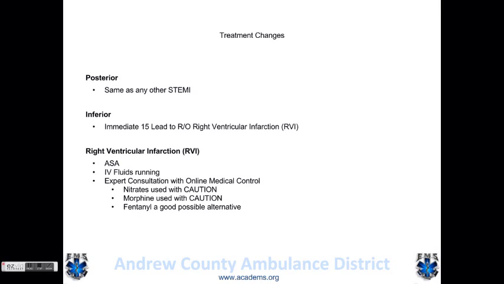Treatment for the right ventricular infarct: aspirin. Make sure you have IV fluids running, not just a saline lock. And contact medical control, as nitrates and morphine are used with caution. Fentanyl might be a good alternative. Somebody with a blood pressure of 100/60 might not get nitro, even though it's within numbers. But yet somebody with a blood pressure of 180/80, they might still get nitro. So call medical control, tell them what you have, tell them where your situation is, and let them advise you on what they want to do.